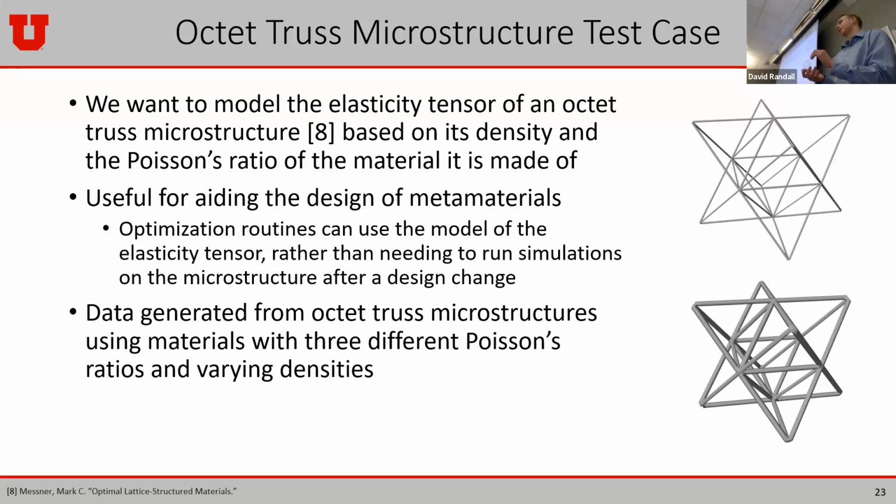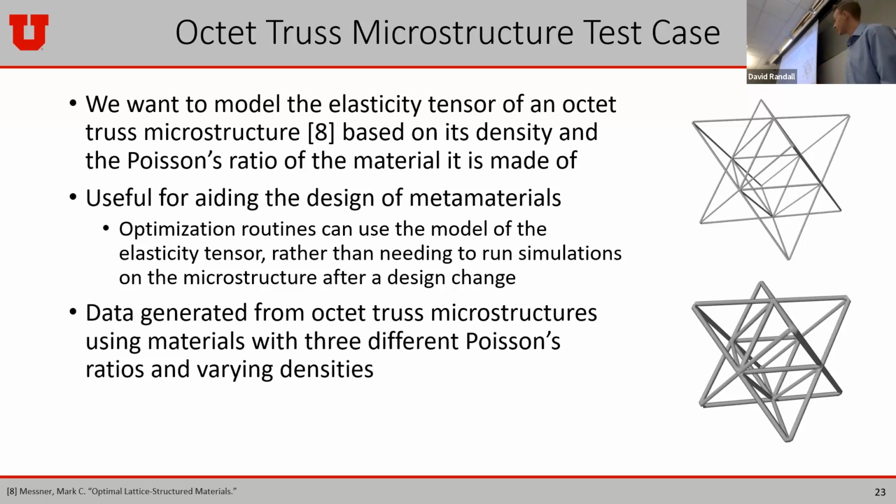A metamaterial is a material that has properties that often aren't found in nature and is made by taking these microstructures and forming them in a periodic way. And so in order to aid with the design of metamaterials, we can provide an optimizer with a model of the elasticity tensor. That way it doesn't have to perform a simulation every time it makes a design change.